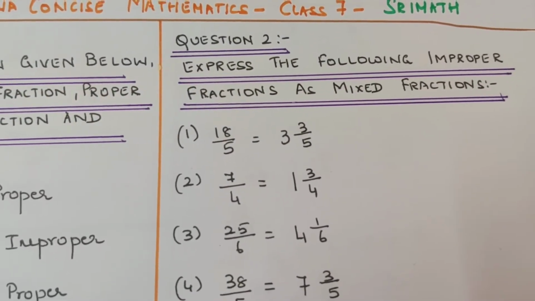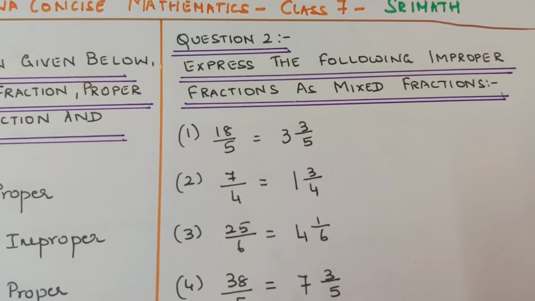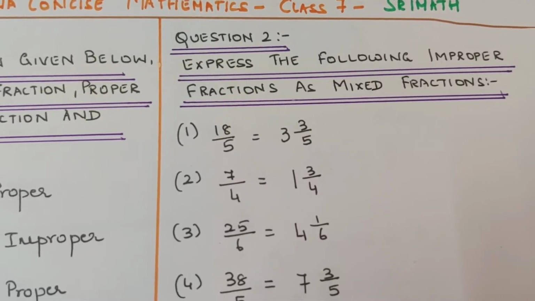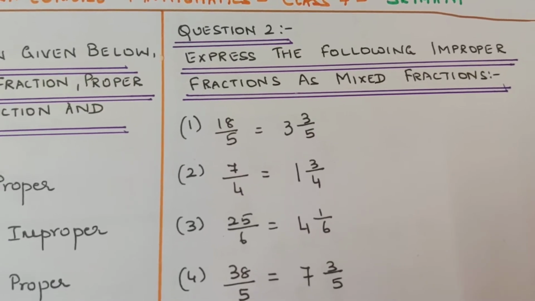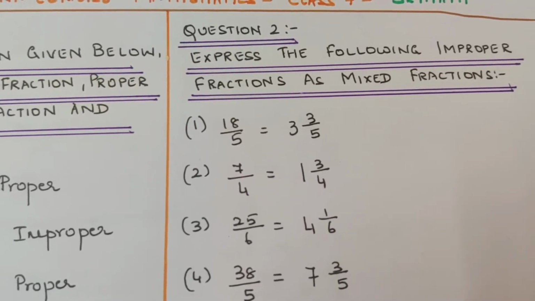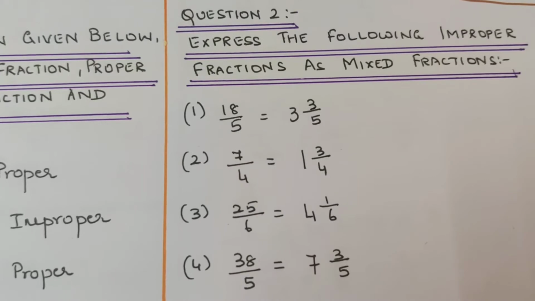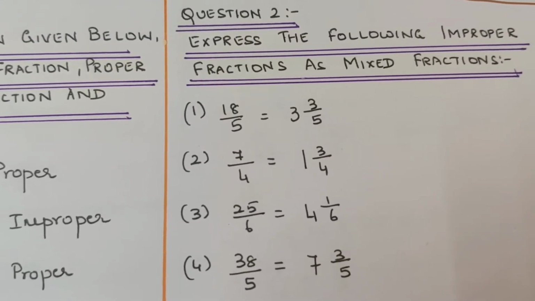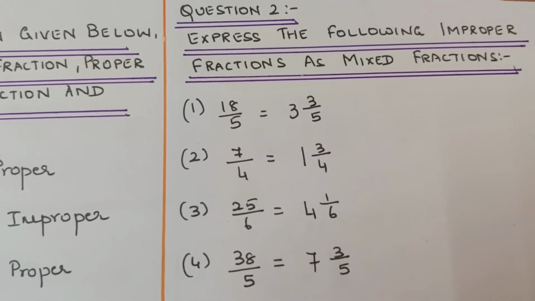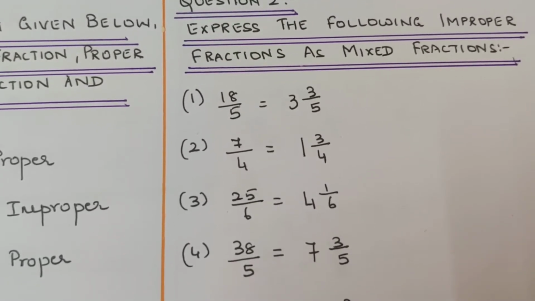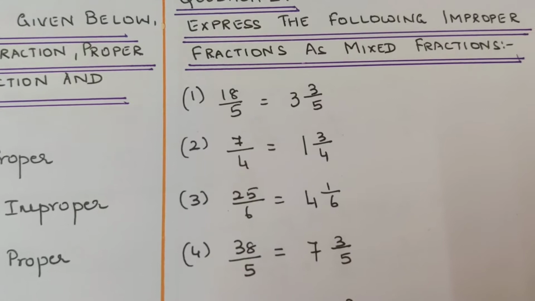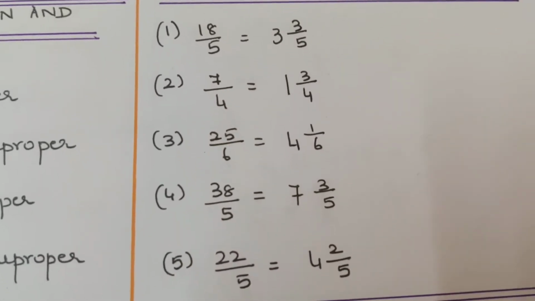18 by 5. So when you divide 18 by 5, the quotient is 3 and the remainder is 3. Therefore, quotient, which is 3, becomes the integer part, that is 3. The remainder becomes the numerator, 3, and 5 remains in the denominator. So it becomes 3 by 5. 7 by 4. When you divide 7 by 4, you get the quotient as 1 and the remainder as 3. Therefore, the mixed fraction becomes 3 by 4.